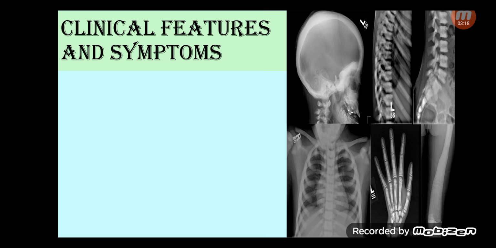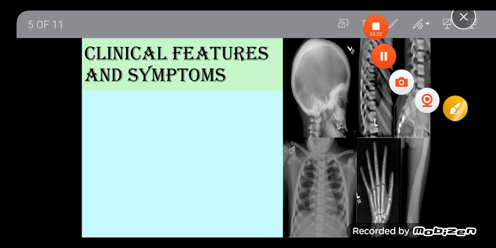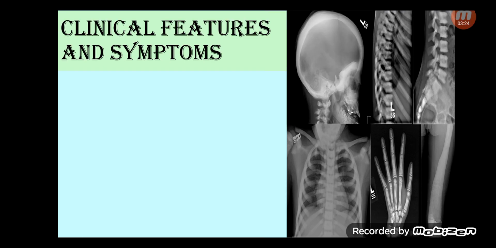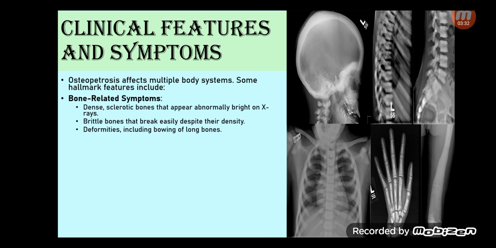Now we will talk about clinical features and symptoms of osteopetrosis. Osteopetrosis affects multiple body systems. Some hallmark features include bone-related symptoms that are dense sclerotic bones that appear abnormally bright on X-rays, brittle bones that break easily despite their density, and deformities including bowing of long bones.